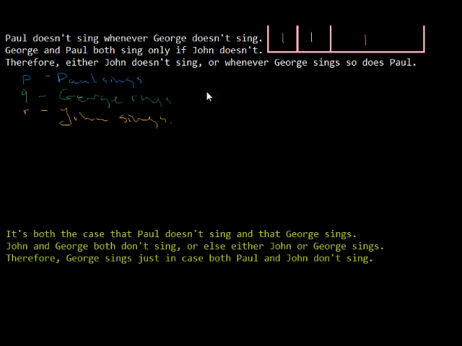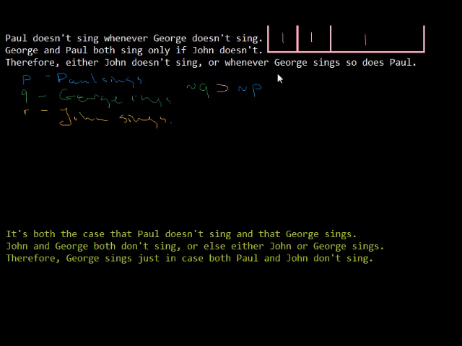So let's look at the first sentence. We're talking about two atoms. So we know we're saying Paul doesn't sing and George doesn't sing. So we're saying something about not P and not Q. And what is the connective here? Well, if Paul doesn't sing whenever George doesn't sing, then that means if George doesn't sing, then Paul doesn't sing. So we actually have not Q implies not P.